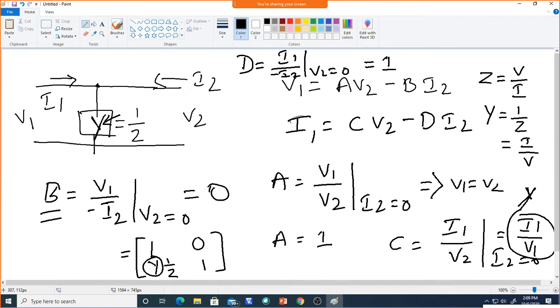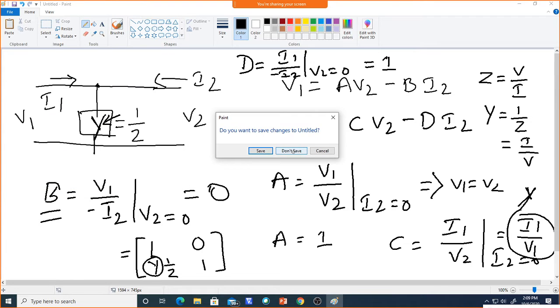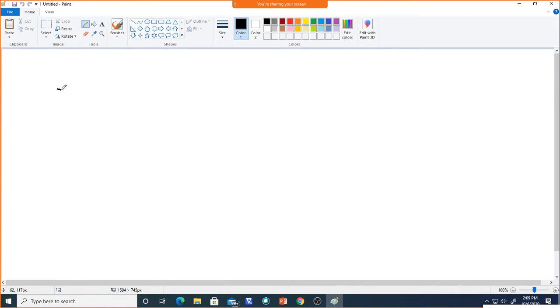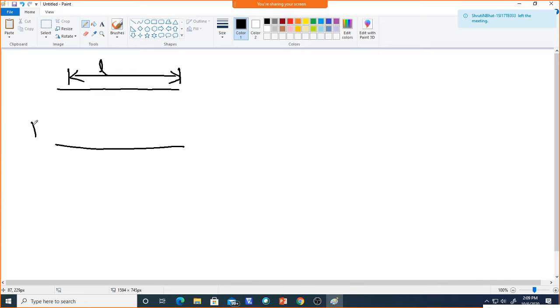Similarly, if you take a piece of transmission line between port 1 and port 2, say it will have a length L. This is port 1 and this is port 2.